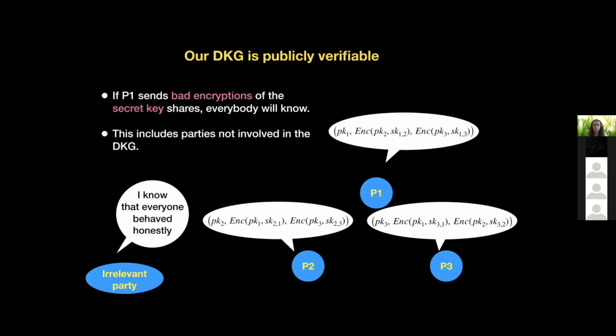So if the first party was to send bad encryptions in this kind of setup, then everybody will know. It's not going to be that you can do that and get away with it, because they just run the verifier. The verifier says no, then you can tell that that's a bad share. And this includes parties who are not even involved in the DKG. So you could have a third party person come in who would be able to check that everybody has behaved honestly, even though they know none of the secrets behind the system.